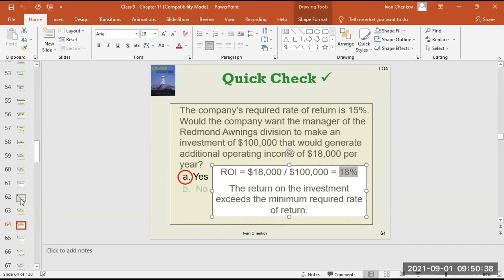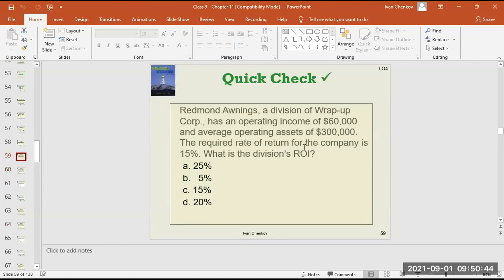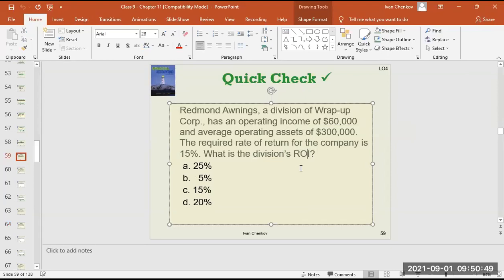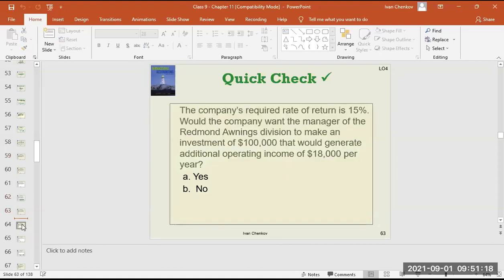It gives you 18%, and the return on investment exceeds the minimum required rate of return. So you make the difference between the minimum required rate of return and the actual rate of return. Basically, your expectation is a minimum of 10%, but suddenly you're investing and you're getting 12%. So the actual return on investment is 12%, but you wanted only 10%. Make sense? That's why in this case you go for it and invest.